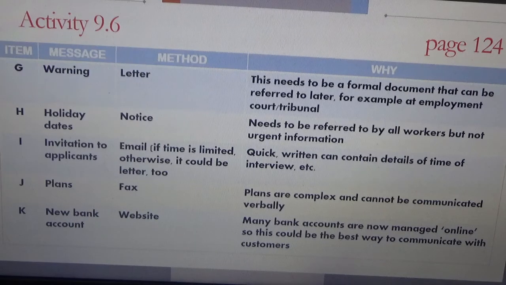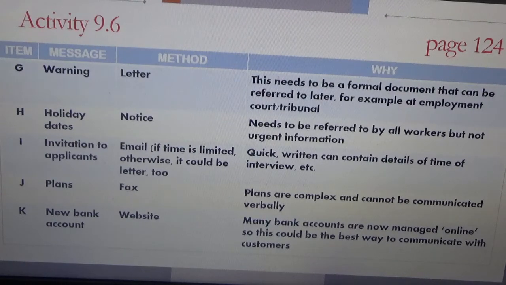Okay, for letter H, we have the case in our book. Next year's holiday dates need to be made available to all workers. So we have to caption our message holiday dates. Method of communication to be used: notice on the board. Okay. And why do we need to prepare a notice for this? It needs to be referred to by all workers but not urgent information.